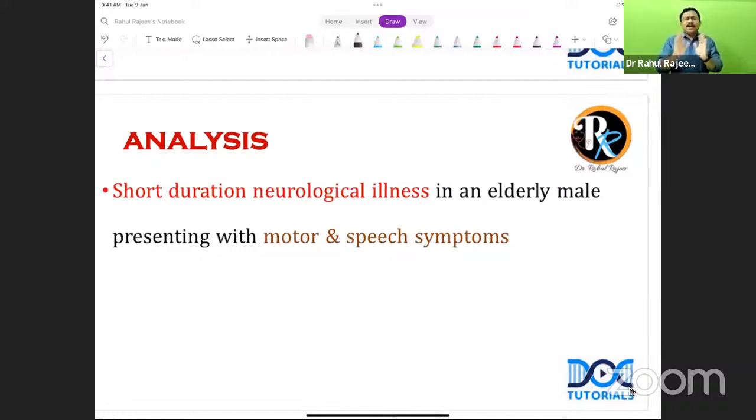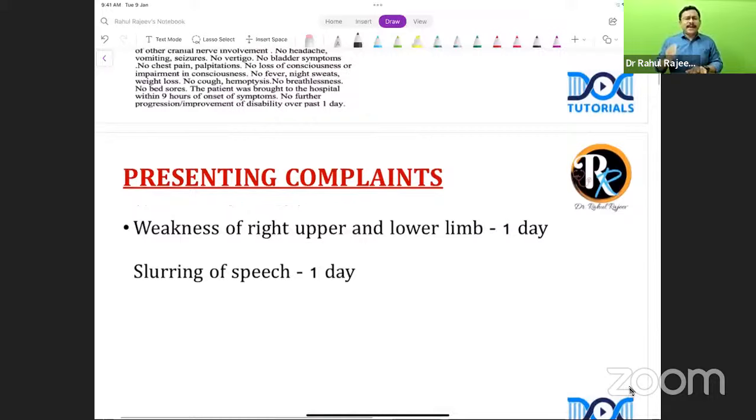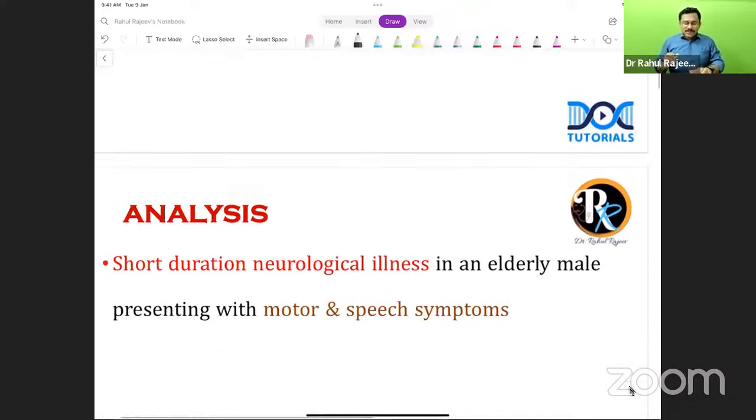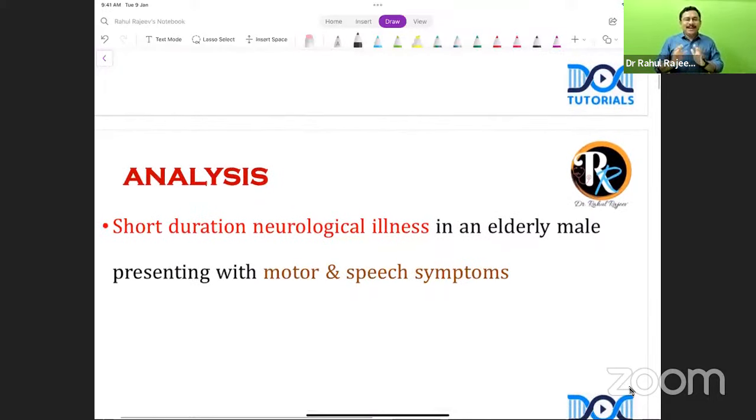So I am thinking of a short duration neurological illness. Obviously, the system I have to identify is, it is a weakness of right upper and lower limb. Correct? You have got to first come to simple conclusions and then we'll go forward. So it is a short duration neurological illness in an elderly male in the form of what symptoms? In the form of motor and speech symptoms. That is the analysis just based on the presenting complaints. As a clinician, if I see this patient, quickly I ask the presenting complaints, this came to my mind.